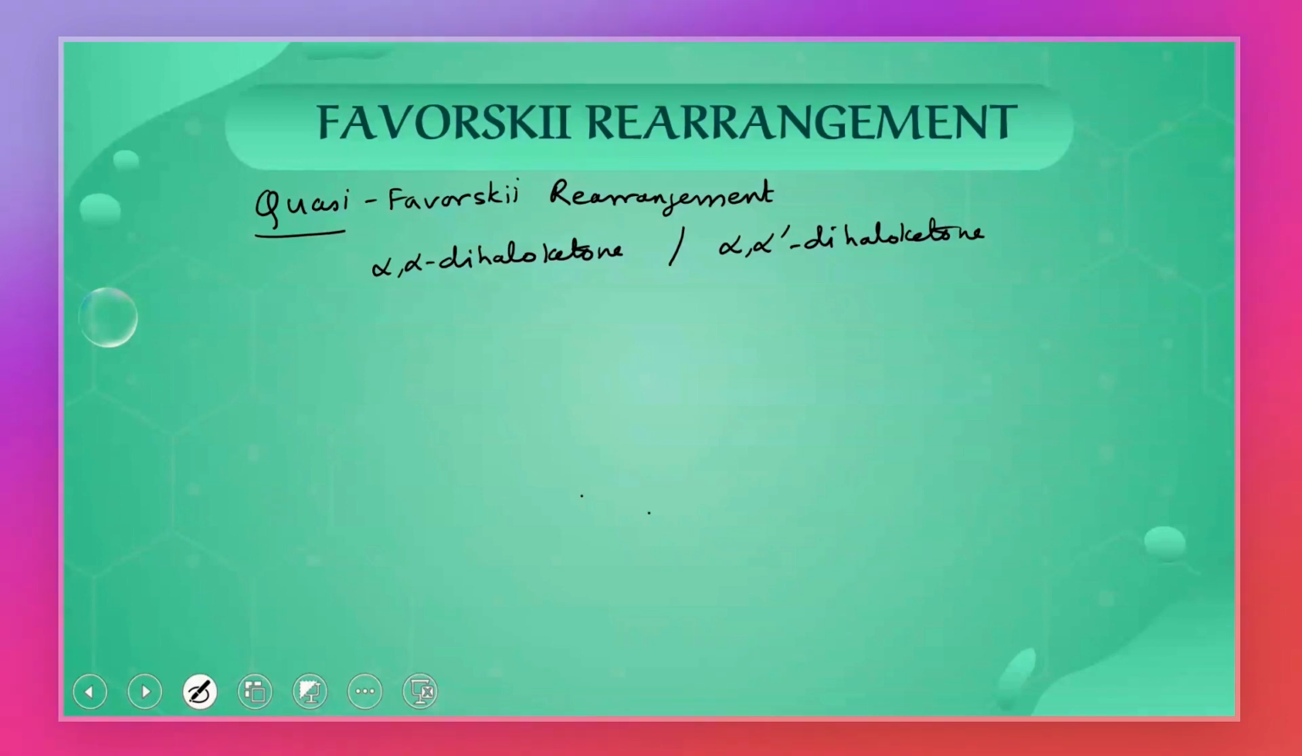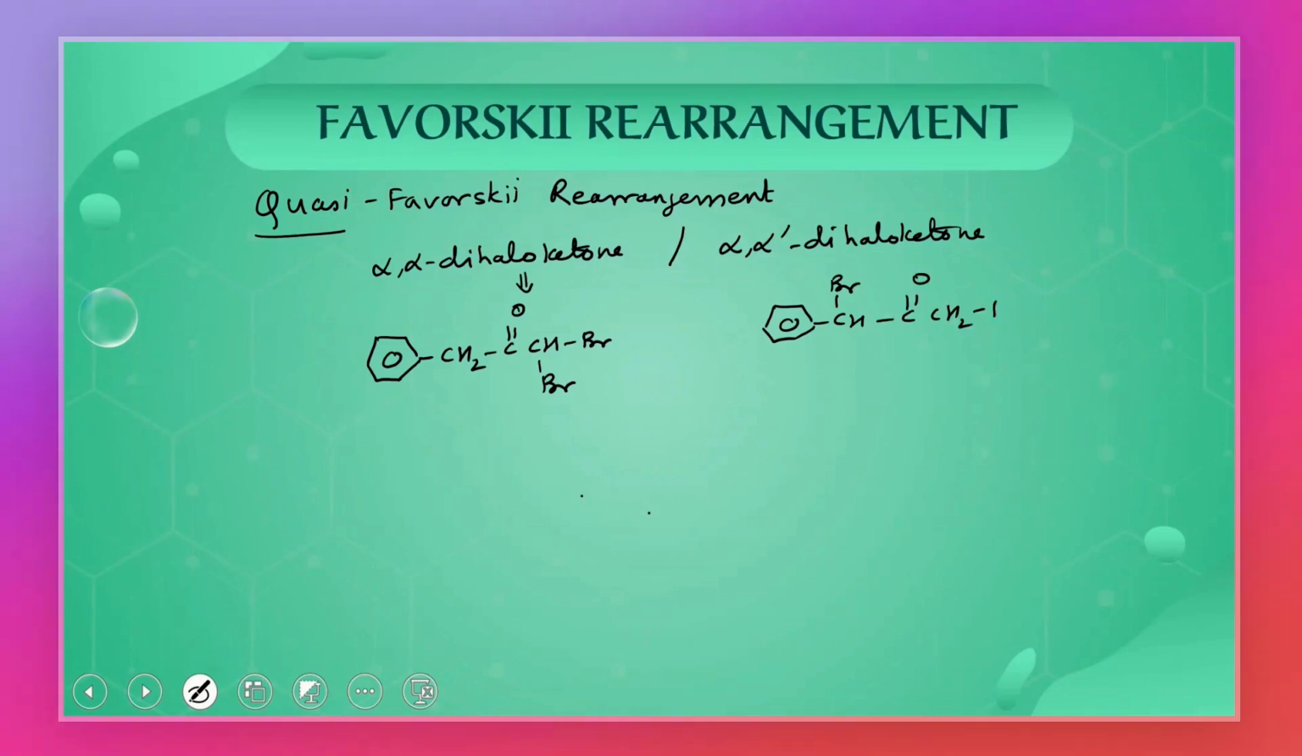Let me take the example of alpha alpha dihaloketone. So CH2, C double bond O, CHBr Br. So this is alpha alpha dihaloketone. The next case is alpha alpha prime, where you have the halogen on either side of the ketone. Now, in this case, the mechanism will be subtly different from the previous Favorskii mechanism. Let us see. Let me take the alpha alpha dihaloketone.